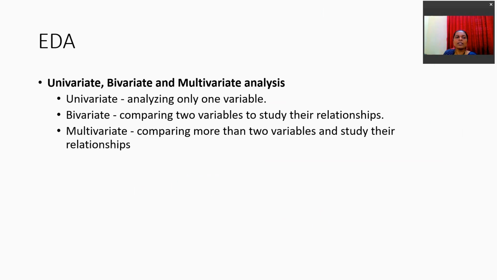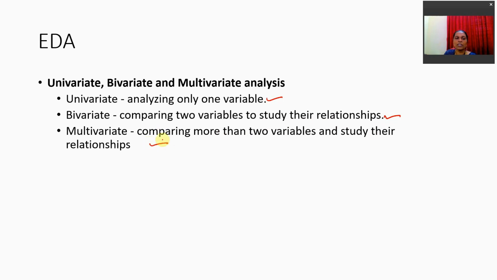And the next analysis we need to do with the EDA is the univariate, bivariate and multivariate analysis. What is it? Univariate means you are considering only one column, that is only one variable from your input, and analyzing that. Bivariate means comparing two features. You have several inputs, and from that you find the correlation, the relationship between two input variables. Multivariate means comparing more than two variables and identifying the relationship between them.